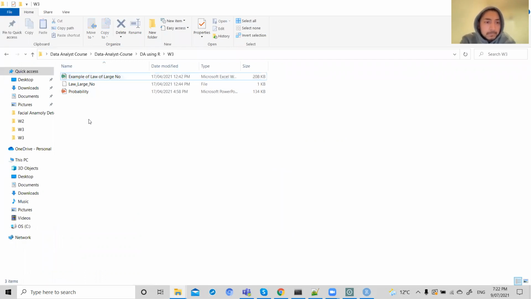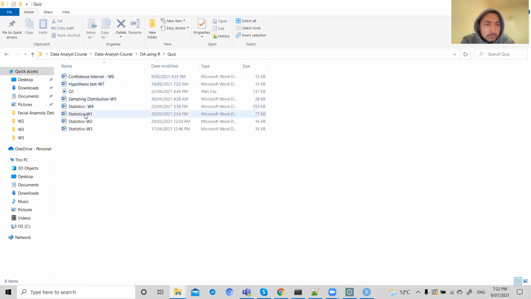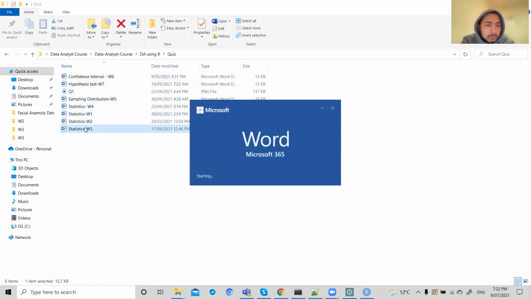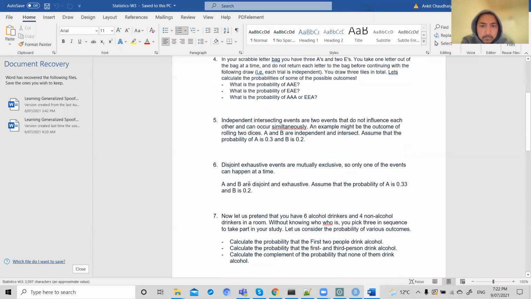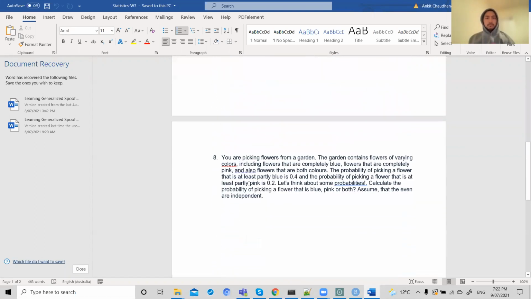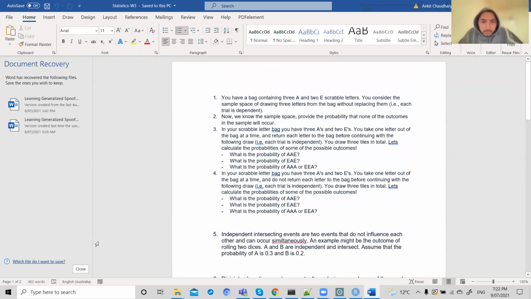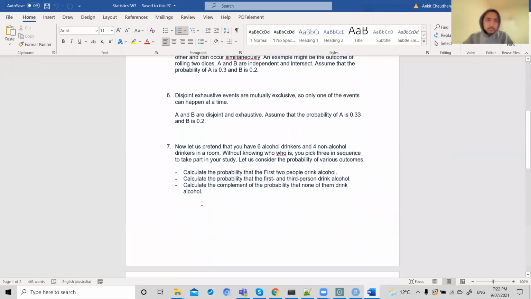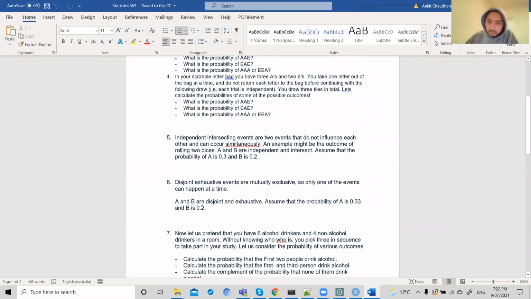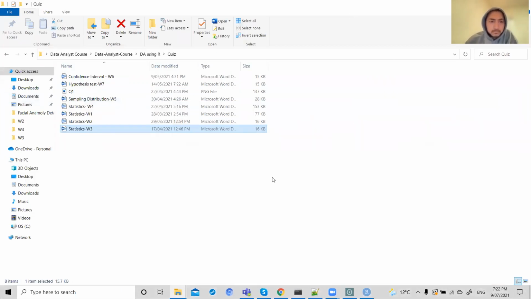So I have a quiz for week 3. If you can see here, you have some sample questions. If you try to solve these questions, then you will have a basic understanding of probability, conditional probability, and Bayes theorem. So have a look at these questions and try to solve them.